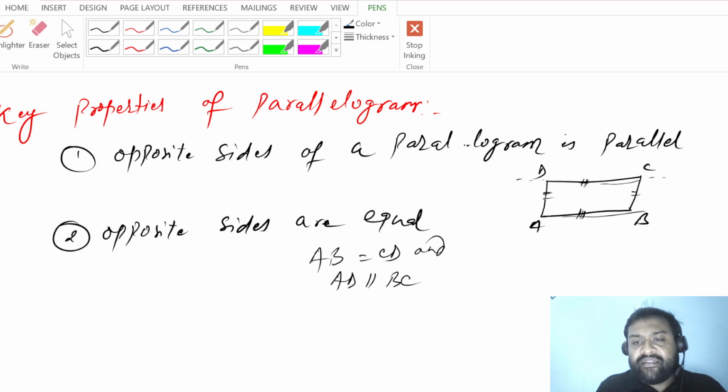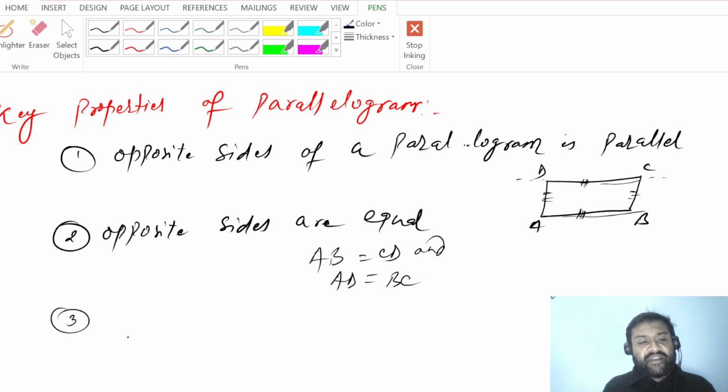AD, this side and this side will also be equal, not just parallel. Yeah, it's parallel also, and that will be equal. Okay, so this will be parallel and equal, and this will be equal.